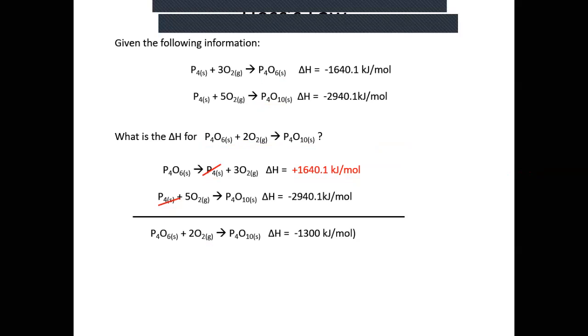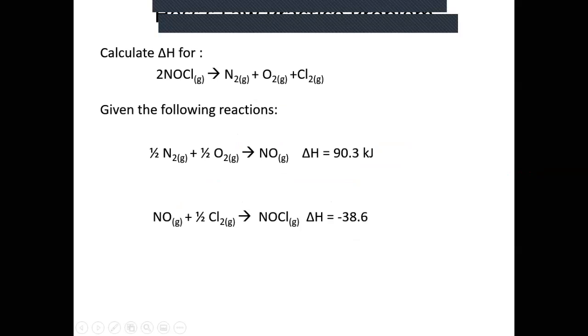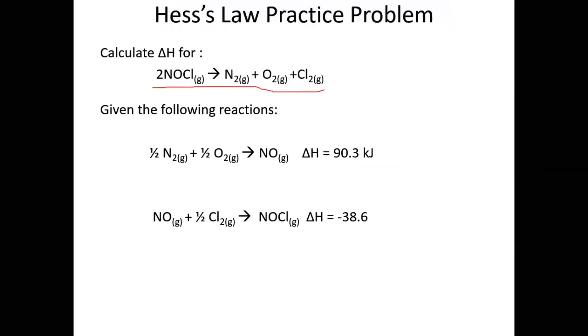Now let's look at another example. So here we want to determine the delta H for this chemical equation, and we're given two equations where the delta H's are known. So again, what's the first step? That's right. You got to make sure the reactants and products are on the correct sides of the chemical equation.